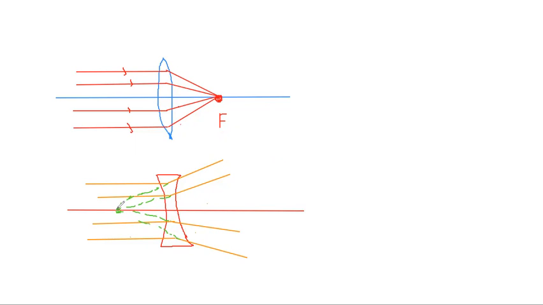Now, in case of a concave lens, if parallel rays of light are incident on the lens, they will diverge, and if we extend the rays backward, they will appear to diverge from a point, right? This point is the principal focus of the concave lens.